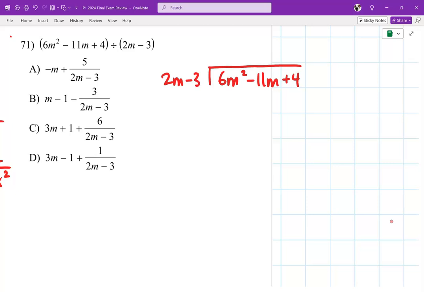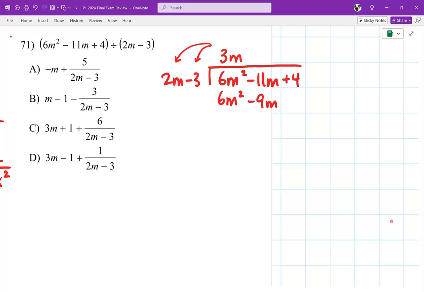Now guys, remember what I tell you, every time we do something, check your multiple choices to see if you can already get your answer from them, okay? First thing I'm going to ask myself is, how many times do I multiply 2m to get 6m squared? That's going to be 3m, and then you're supposed to distribute the new number back in. So that's going to be 6m squared, and then minus 9m.